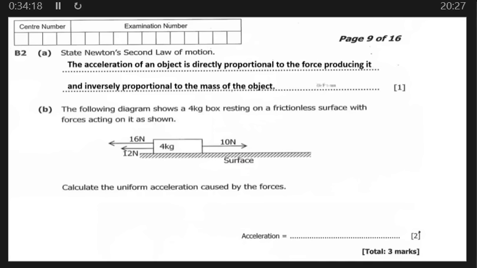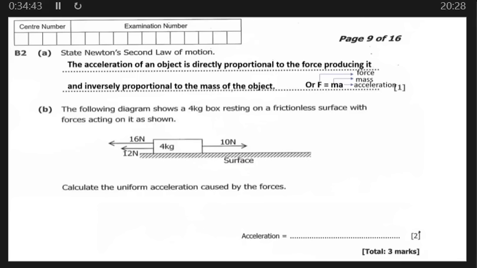Or we can also state it in the form of an equation as F is equal to ma, where F is equal to force, m is equal to mass, and a is equal to acceleration. So you can also state it in that way, as long as you are able to explain what those letters represent. All right, so let's go to question B.